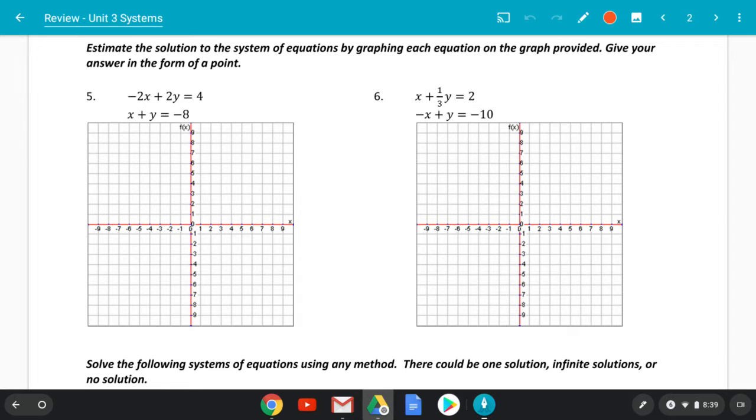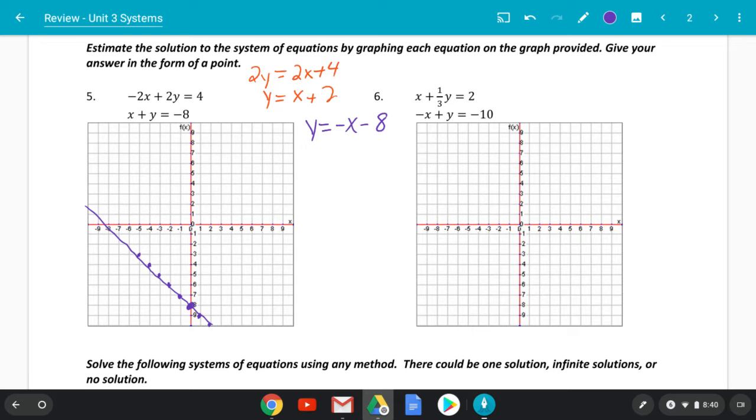The first thing I'd do is add 2x to both sides, so I'd have 2y equals 2x plus 4. And then I would divide by 2 to get y equals x plus 2. For the second equation, I'll go to a different color here. I would subtract x from both sides to have y equals negative x minus 8. Now that I have those, I can graph them. Let me graph the blue one first. My y-intercept is -8. My slope is -1, so I go down 1, right 1, or up 1, left 1. Okay.